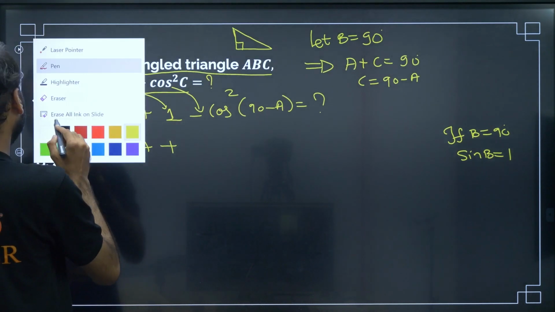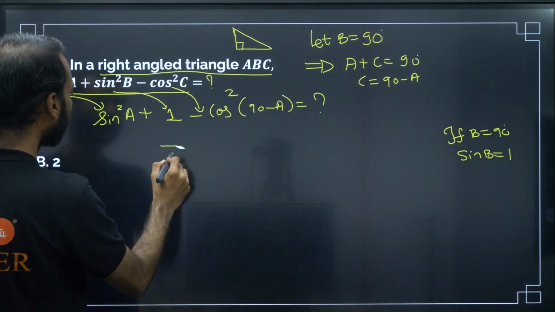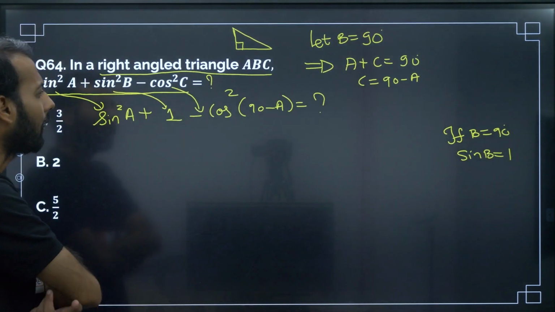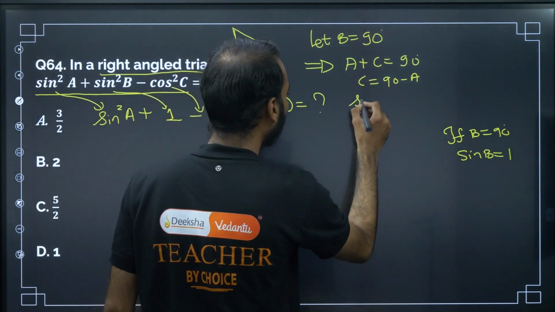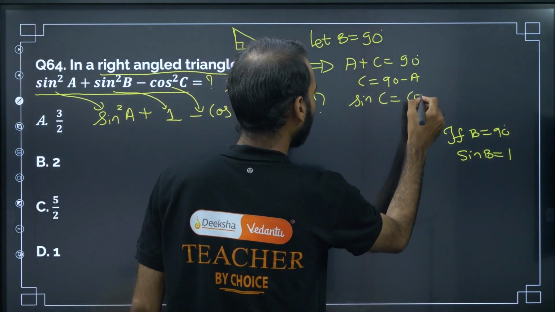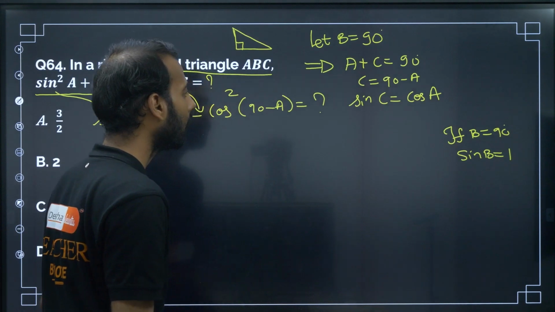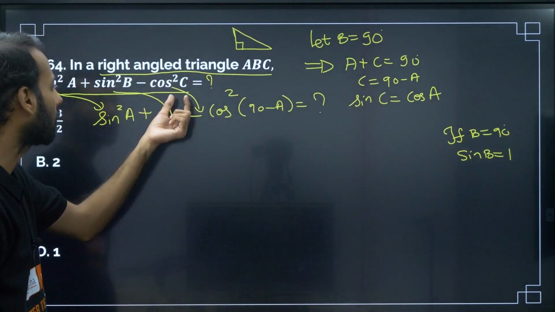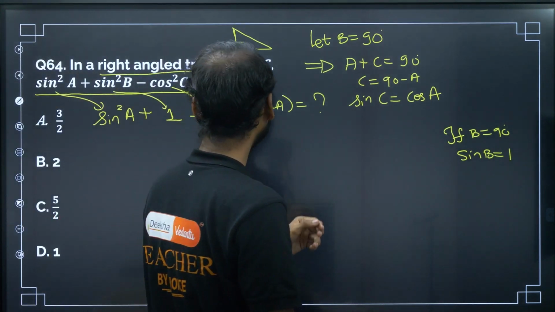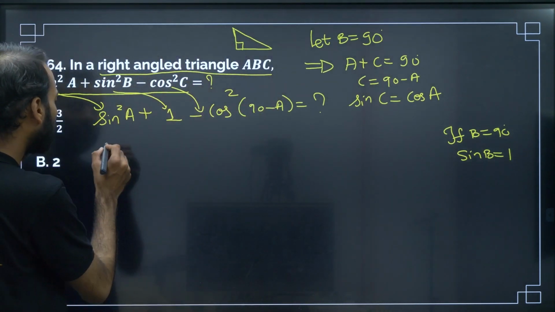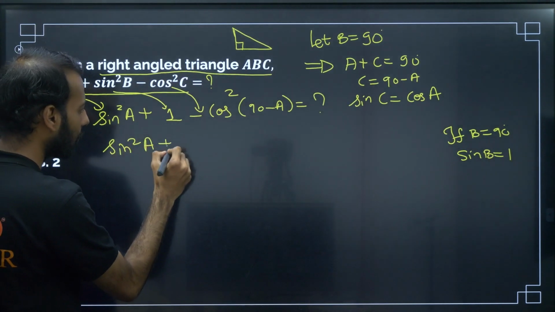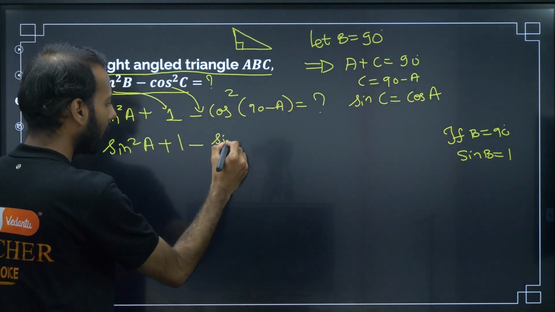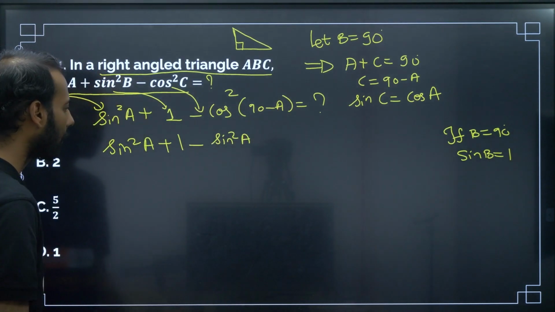So let me erase this. Sin square A plus 1 minus cos square 90 minus A. Sin C is cos A, and cos C is sin A. But with that also, we'll see what will happen. Sin square A, let me keep as it is, 1 also as it is, minus cos square 90 minus A. For this, cos 90 minus theta is sin theta, so this becomes like this.